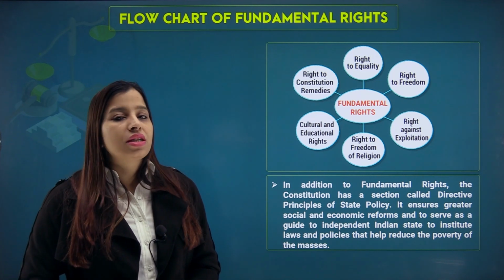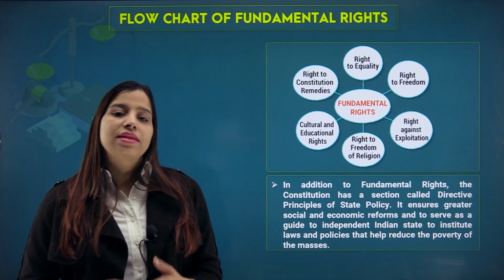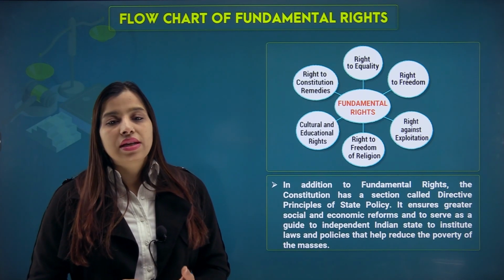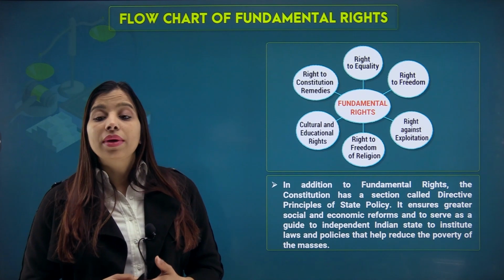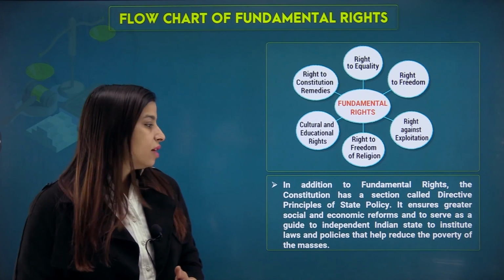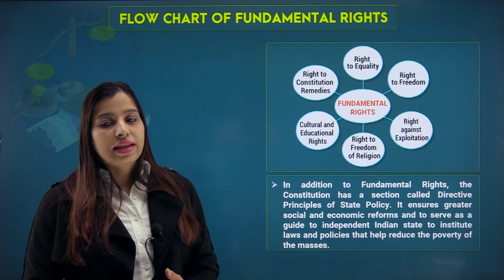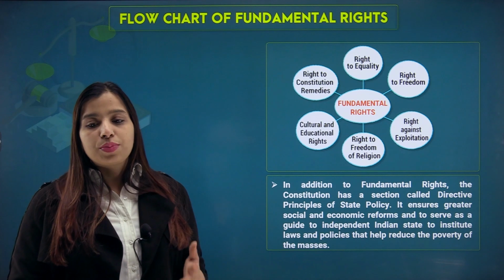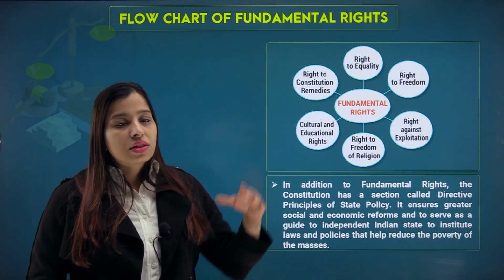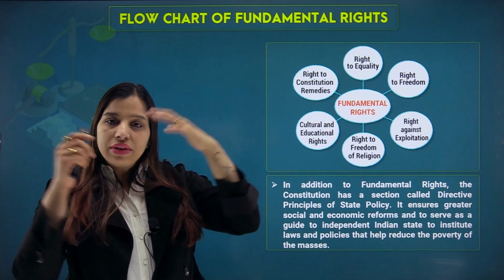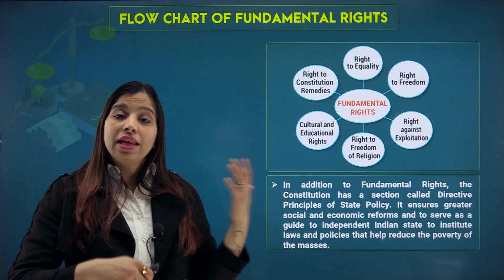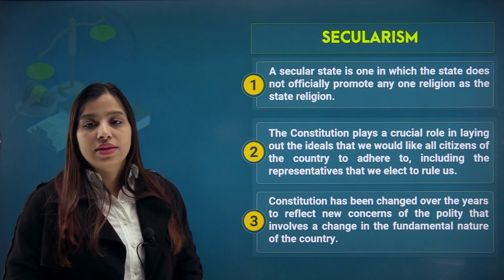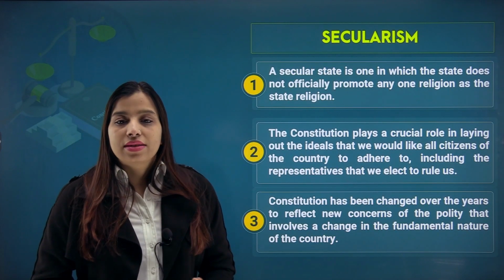In addition to the fundamental rights, the Constitution also has a section called the Directive Principles of State Policy. It ensures greater social and economic reforms, and also serves as a guide to the independent Indian state to institute laws and policies that help reduce poverty of the masses. So, these 6 cover a huge area, but the areas which were left are covered under the Directive Principles of State Policy.